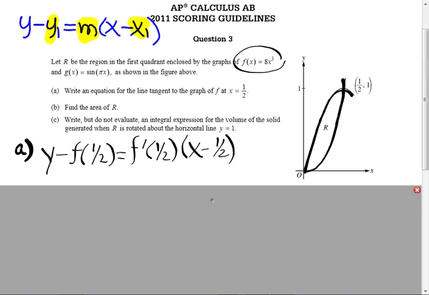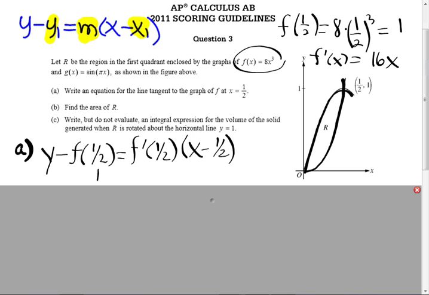Can I find f of 1/2? It is equal to 8 times 1/2 cubed. Well, you can leave it like that if you want, but you aren't going to want to. It's what? 1/2 cubed is 1/8. Okay. So that's 1. What's f prime? 16x squared. That was easy.